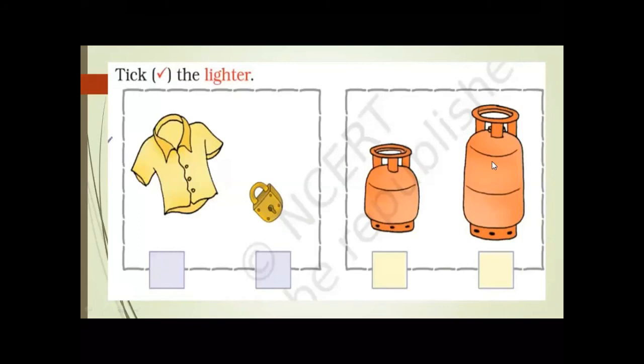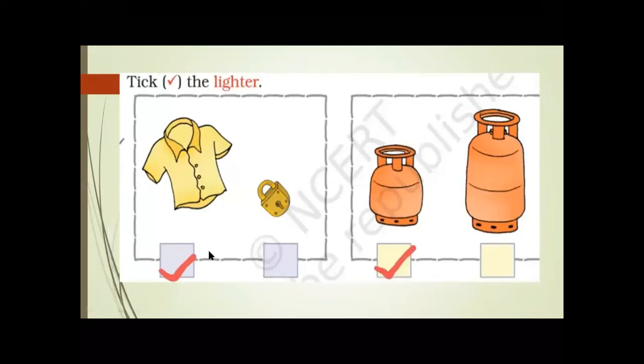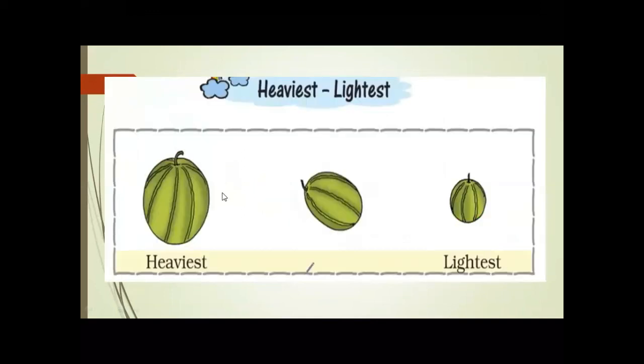Here we see two cylinders, a small one and a larger one. So this one is lighter as compared to this one, so we mark this option. The shirt is lighter as compared to the lock, and the small cylinder is lighter as compared to the large cylinder.